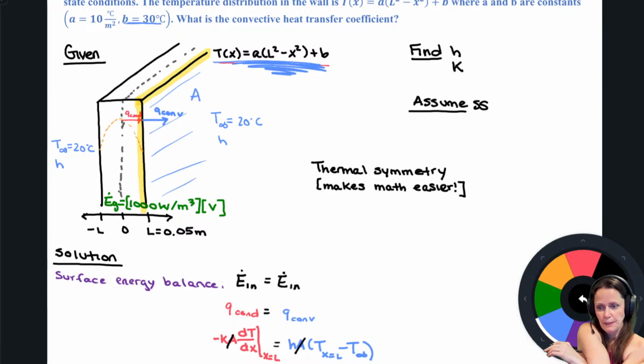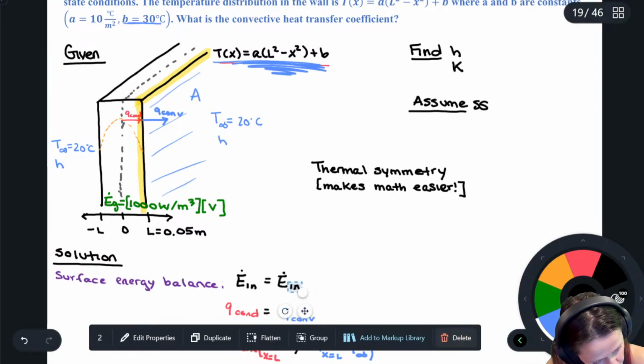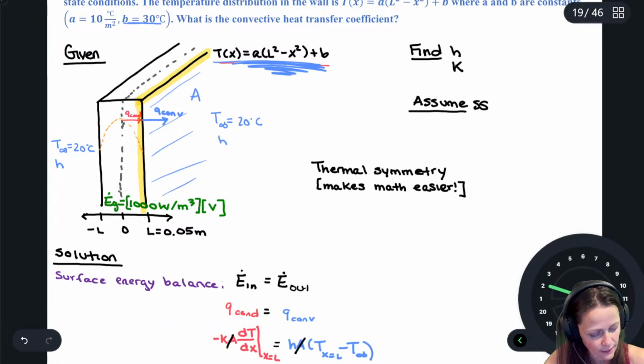Is it supposed to be? Oh, you're good. Well, apparently I zoomed out for a hot second too. I'm sorry. Yep, that should be E dot out. Thank you.